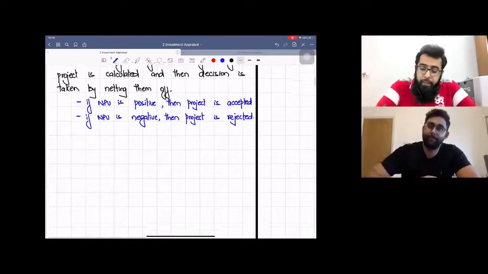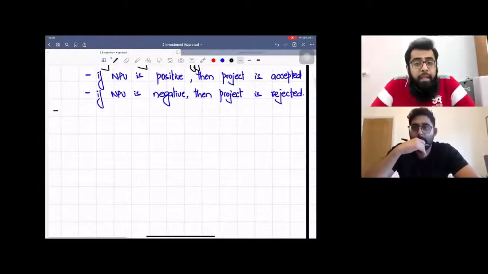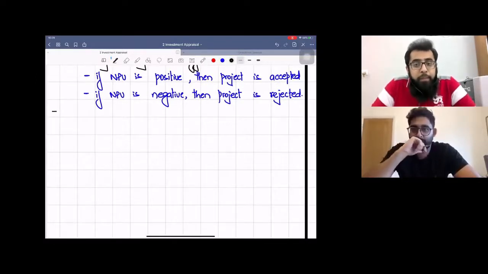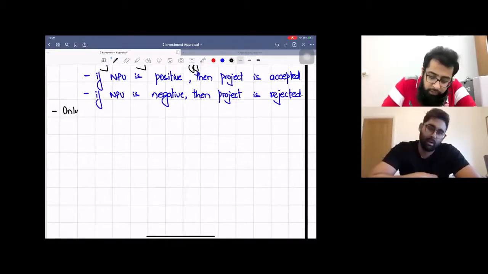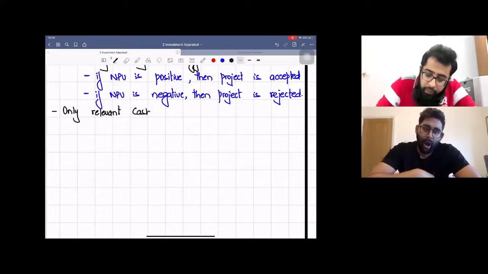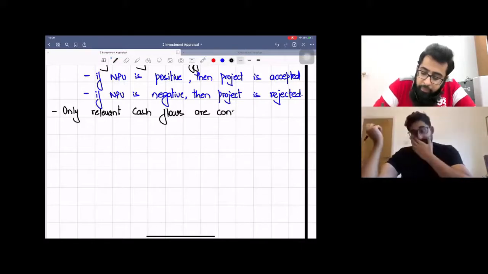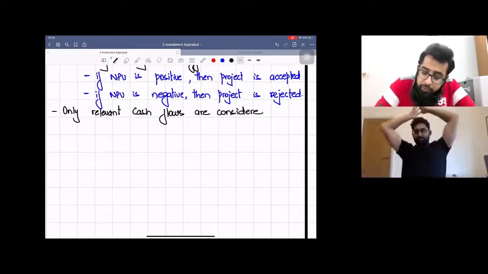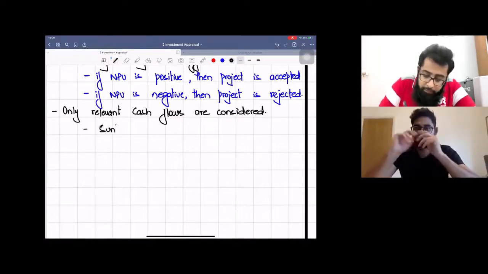Then you must remember that only relevant cash flows are considered. Like the sunk cost of the project is not considered. Any cost which was already committed, like fixed cost which was already committed, we don't consider it in project appraisal. Only cash flows which are relevant to the project are considered.